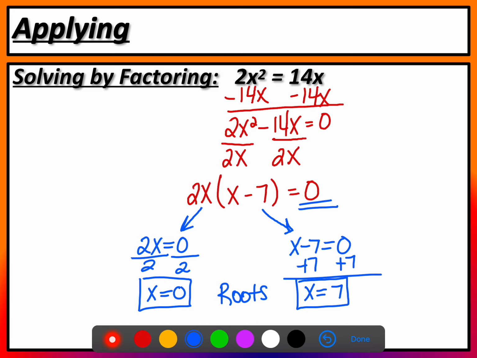So what does that mean? If I were to graph that function, the parabola would cross the x-axis at 0 and 7. So the graph could look potentially something like that. Of course, that's just a sketch, but that is the situation that we're trying to depict here.